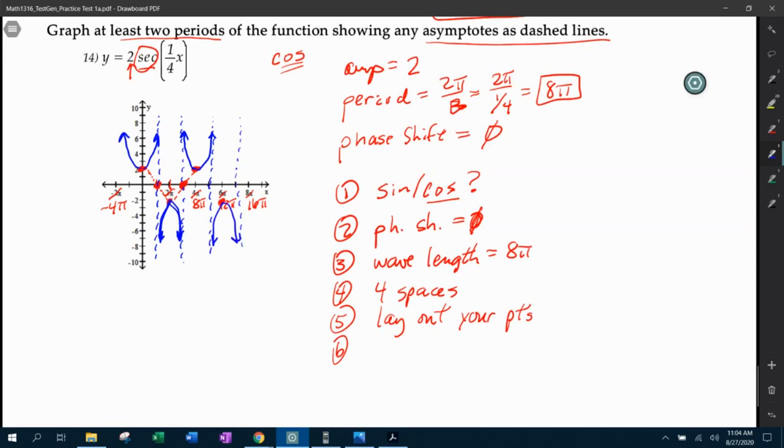So do you see that these are going to continue to alternate curves up and down every 8 pi is the wavelength, okay? So you're going to have a down hump and an up hump, and that's going to cover a distance of 8 pi. And that's it for that problem. That is graphing at least 2 periods of the secant.